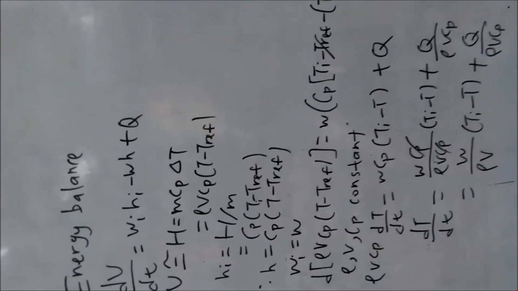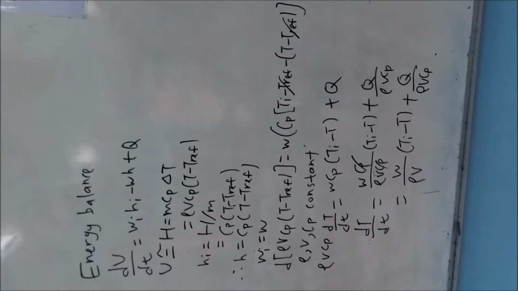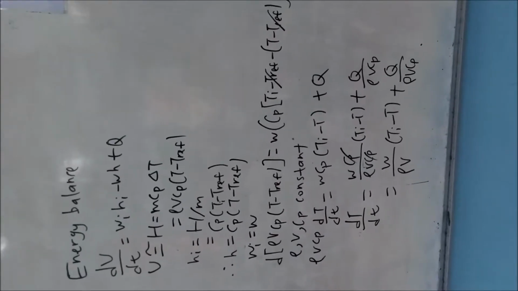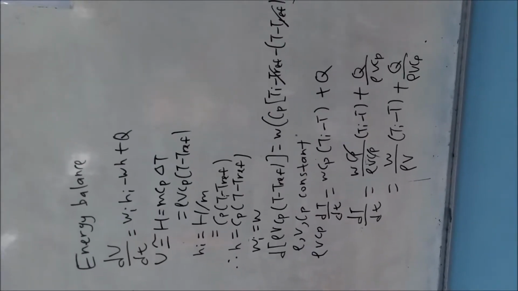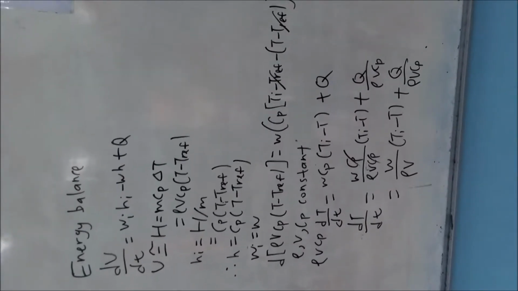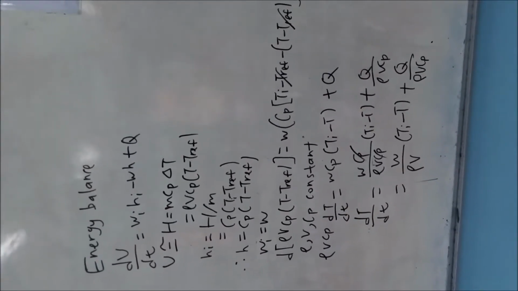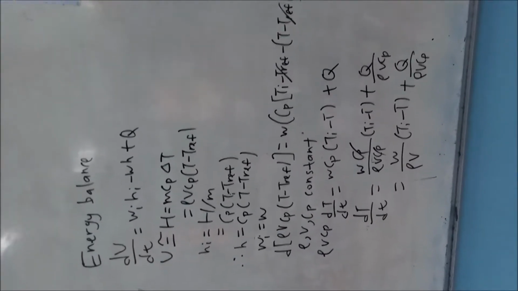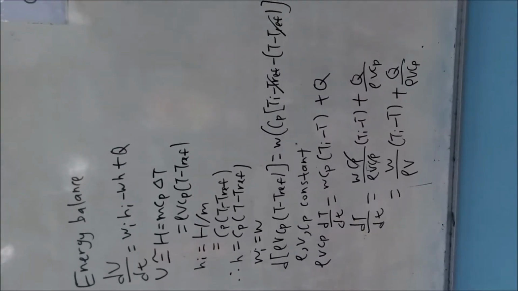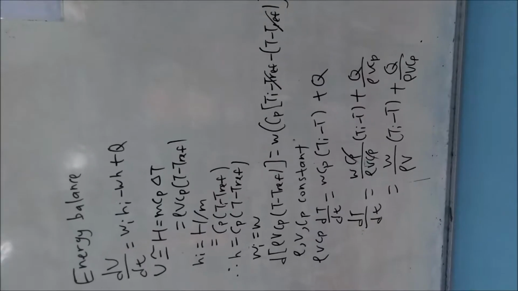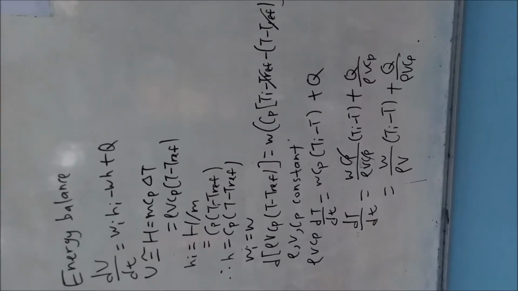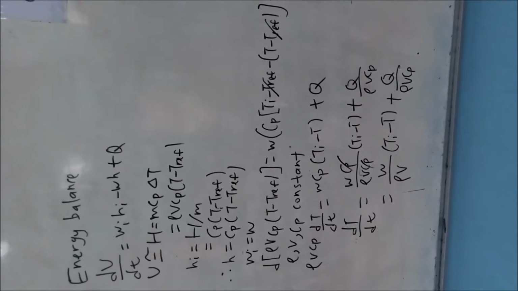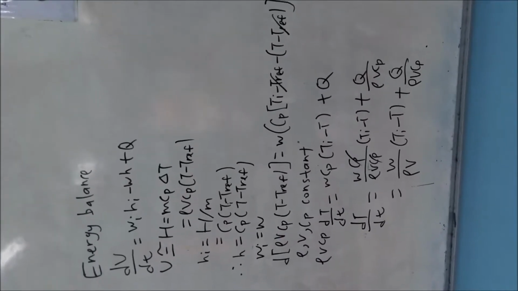So for the energy balance, as we can see here, we start with dU/dt equal to Wi hi minus W h plus q. And since U can be approximated by H, and H is m Cp delta T, m is expanded to rho V, and delta T is T minus T ref. While hi, the specific enthalpy, is just the enthalpy divided by the mass. So we just don't have the rho V component. And since there is the i subscript, we have the i subscript for the T there, Ti. While for the h it is just T instead of Ti.